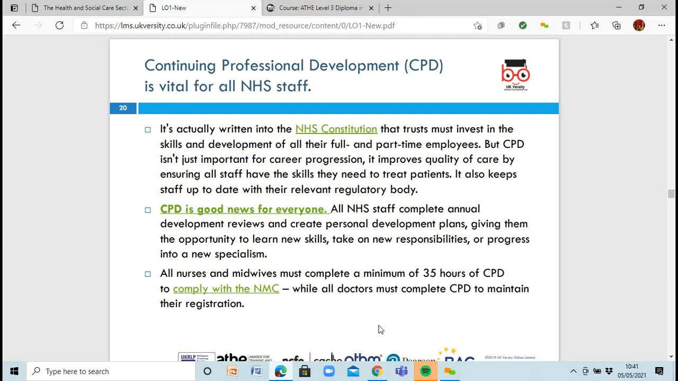And then all nurses and midwives, just as an example, need to complete, I said 30 hours before, but it's 35. So they have to have 35 hours of CPD. This is to make sure that you comply with the Nursing and Midwifery Council. And again, all doctors need to complete a certain amount of hours of CPD as well to make sure that they keep their registration. Now, for me, within my teaching profession, with the organisation that I'm registered with, I need to complete 50 hours of CPD per year to maintain my registration.